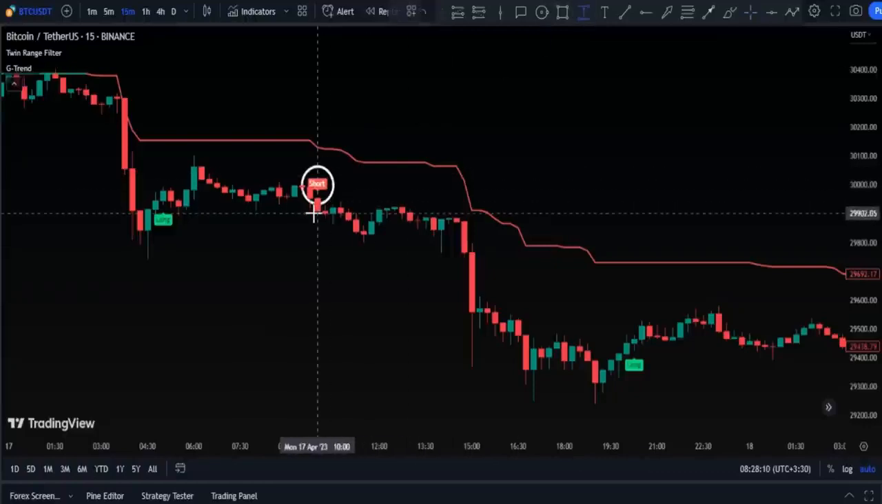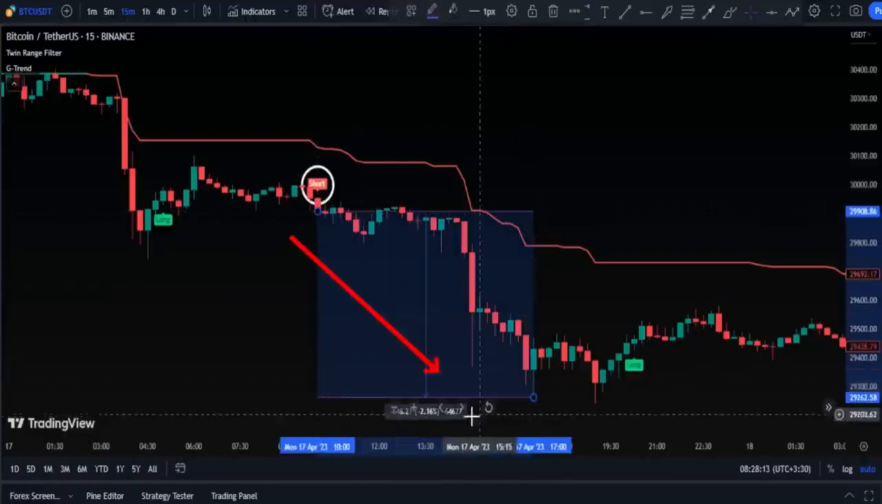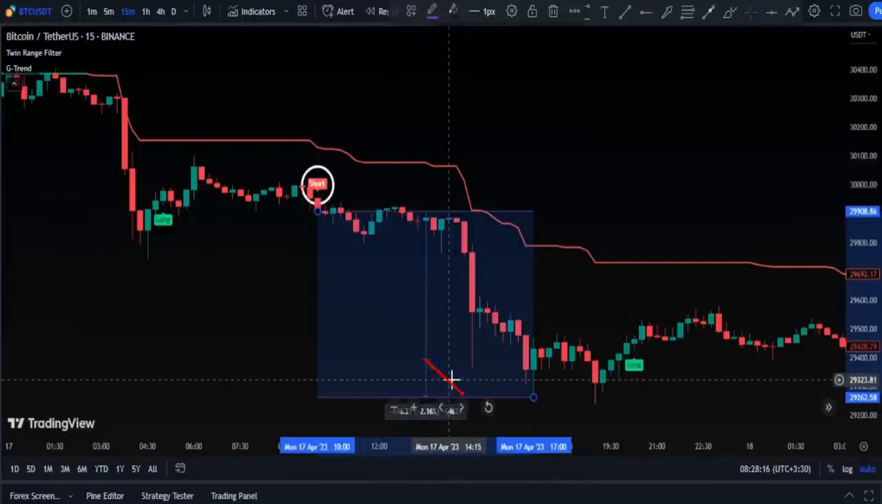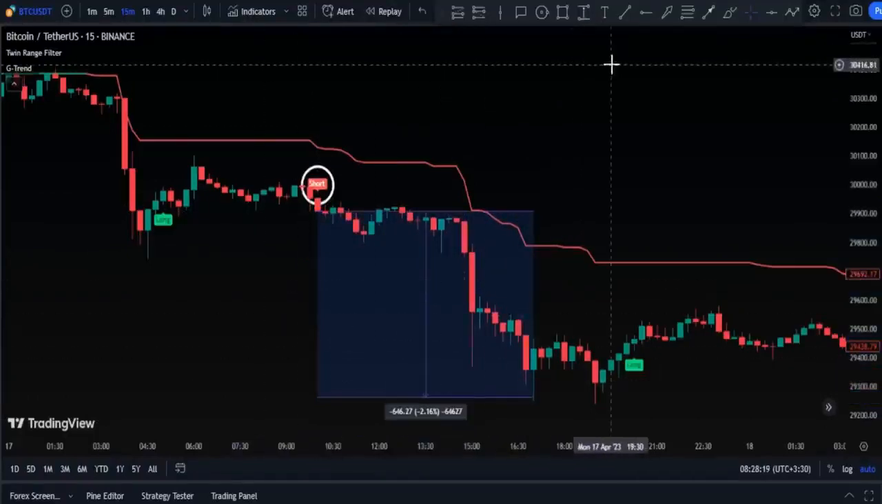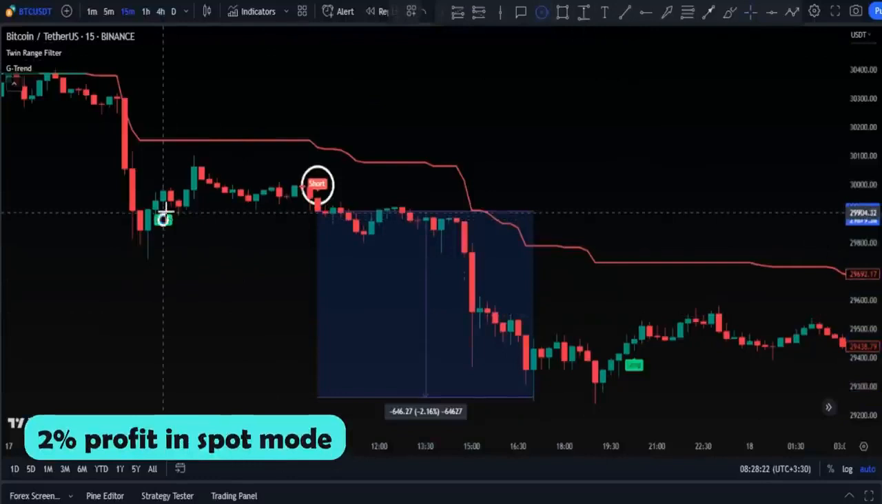Here we've got one, and as I said, because the momentum is downwards, we could have used this short signal to enter a trade and make around 2% profit from the trade in the spot mode.